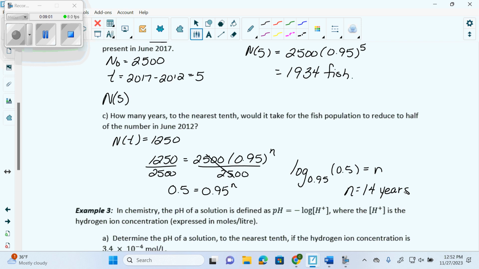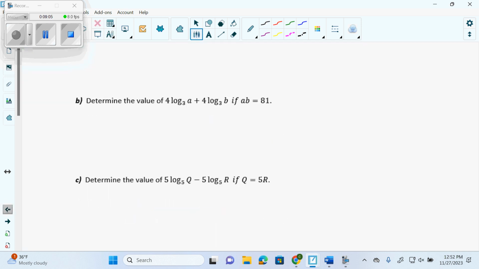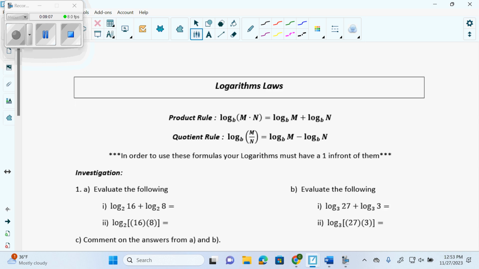For saving example 4 for the next day, go flip back to the very front of your, yeah.